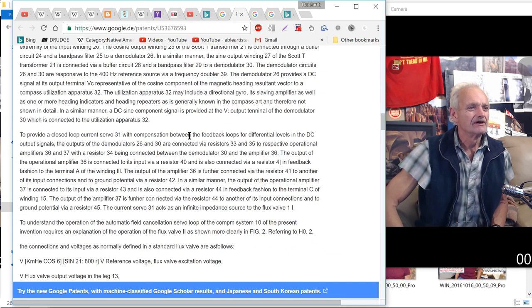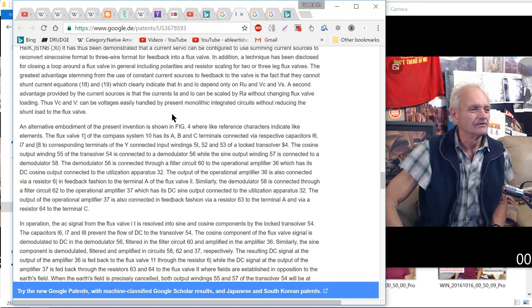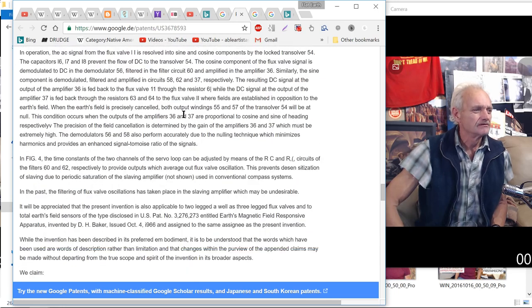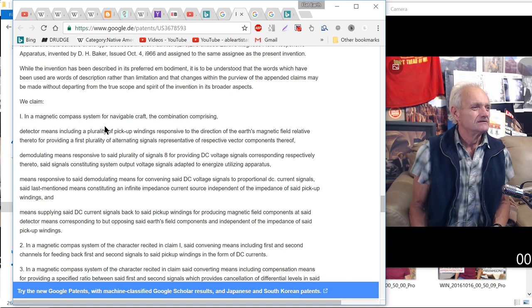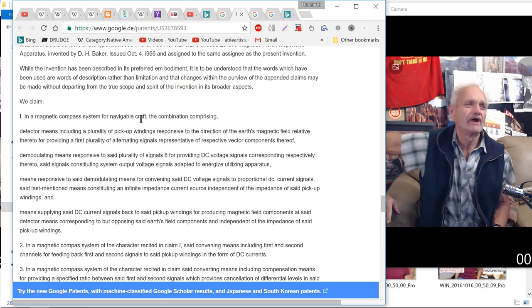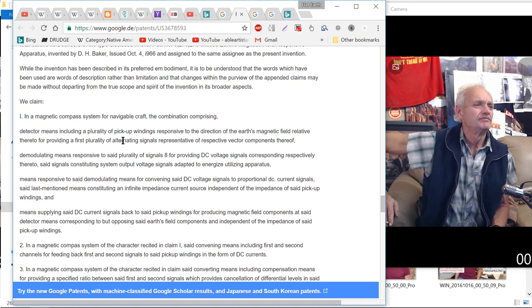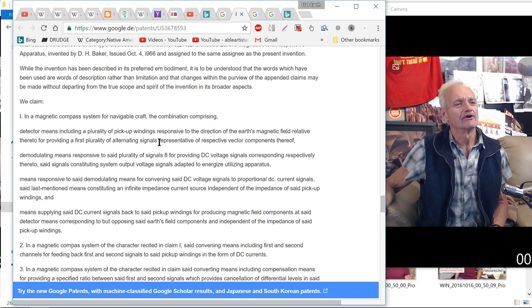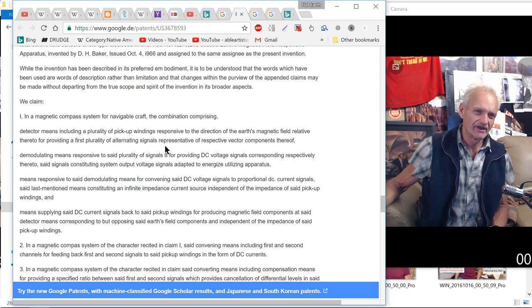So it just goes breaking down all of their reasons why it's different. And when they get down to probably their "we claim," it's a magnetic compass system for a navigable craft. The combination comprising detector means, including a plurality of pickup windings responsive to the direction of the Earth's magnetic field relative thereto, for providing a first polarity of alternating signals representing a respective vector component thereof.